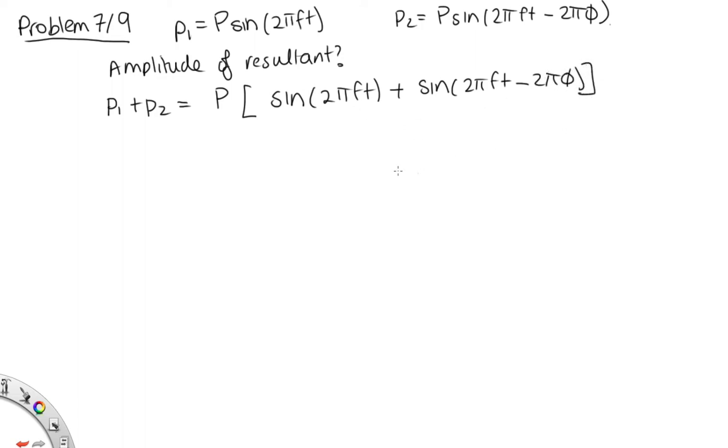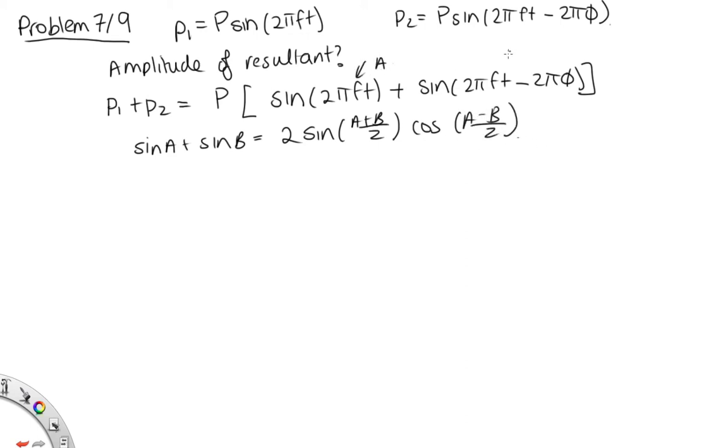So to add these two together, we're going to need to use the rule sine A plus sine B is equal to 2 sine A plus B on 2 cos A minus B over 2. So this is A, this is B. Substituting in, we end up with P1 plus P2. We've got a P out the front, so we've still got that, but we've also got a 2.